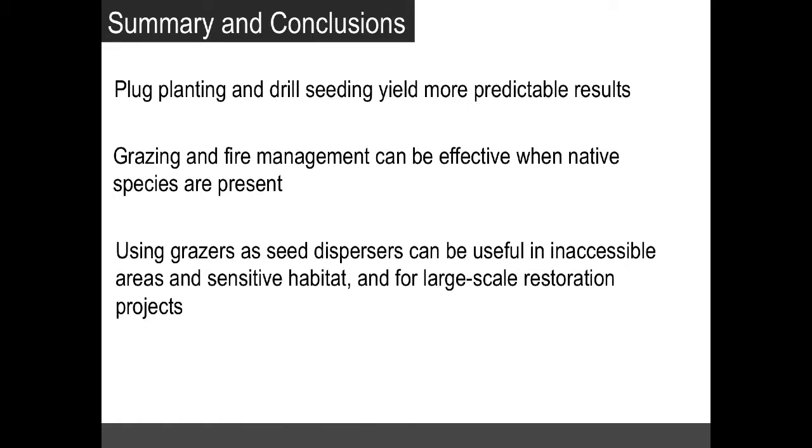So, in conclusion, plug planting and drill seeding yield more predictable results. When you do active planting, container plants, plug plants, drill seeding, cuttings, you're going to get more predictable results. However, other methods such as recruitment, grazing, and fire management can be effective when native species are present. Specifically, using grazers as seed dispersers can also be useful in inaccessible areas, sensitive habitat, and for large-scale restoration projects, while you're going to get more predictable results from your active planting. On larger projects where budgets do become a concern, these alternate techniques can be very valuable, very useful.